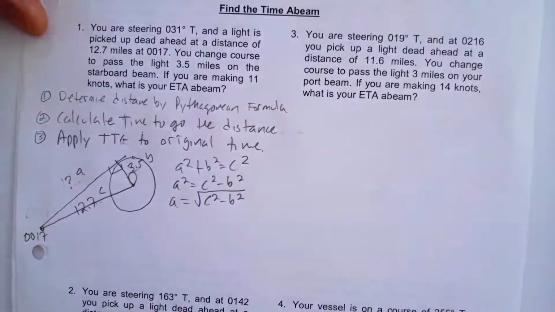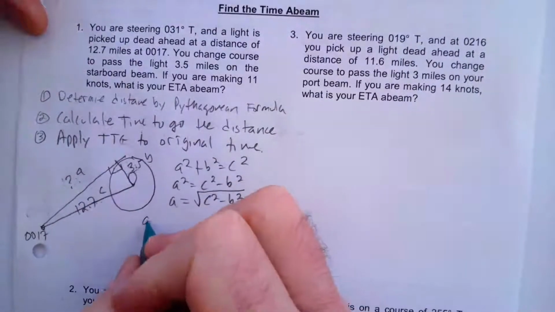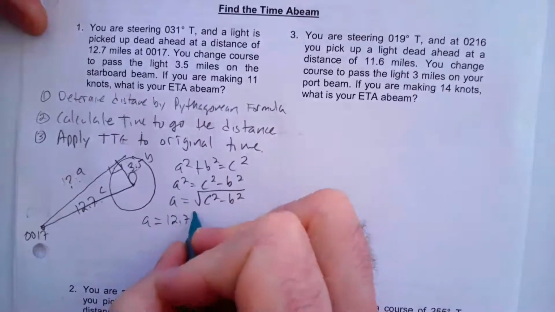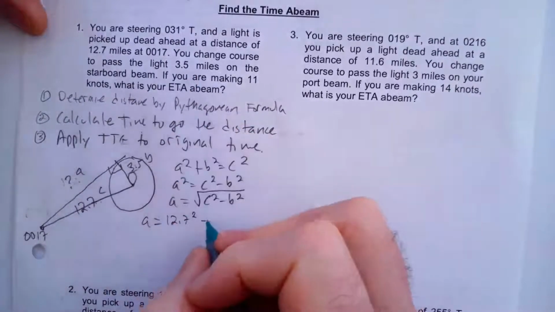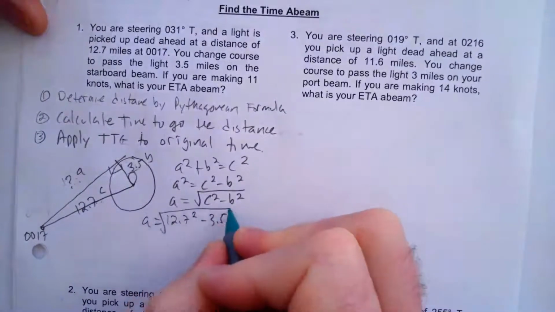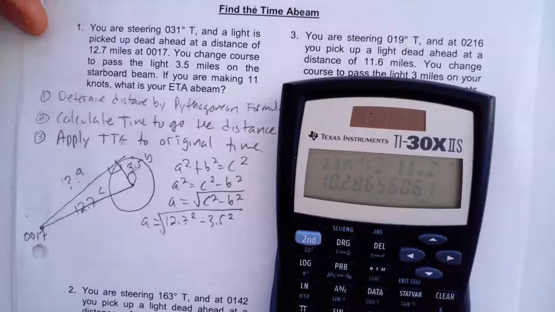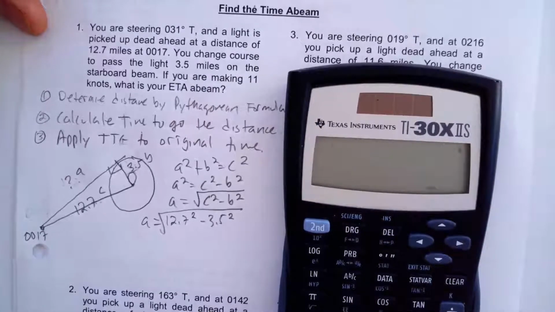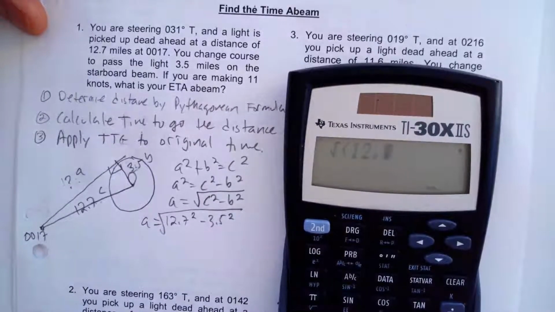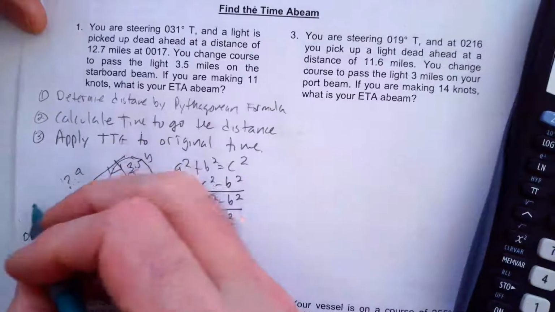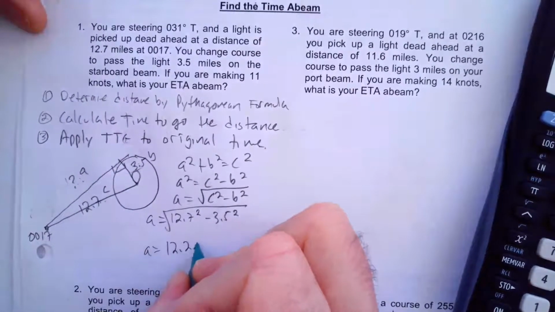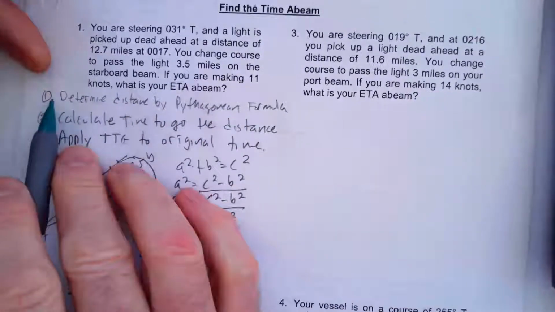So now I just have to do some math, and that's going to give me that leg. A equals the square root of 12.7 squared minus 3.5 squared. So I'll bring my calculator over here. I'll clear, and I'm going to go second square root, 12.7 squared minus 3.5 squared, and equals, and I get 12.2. So the length of that leg, A, is 12.2 nautical miles. Great. So I've done step one.